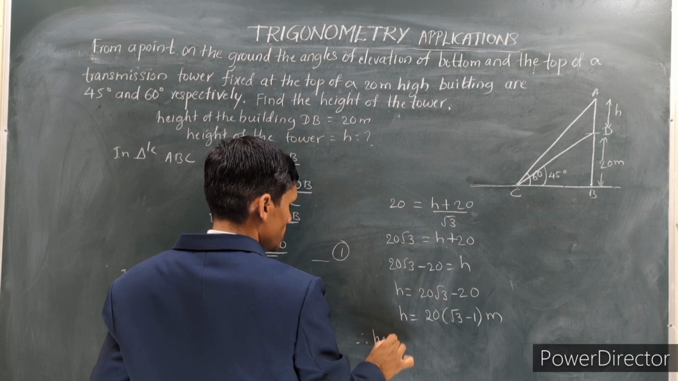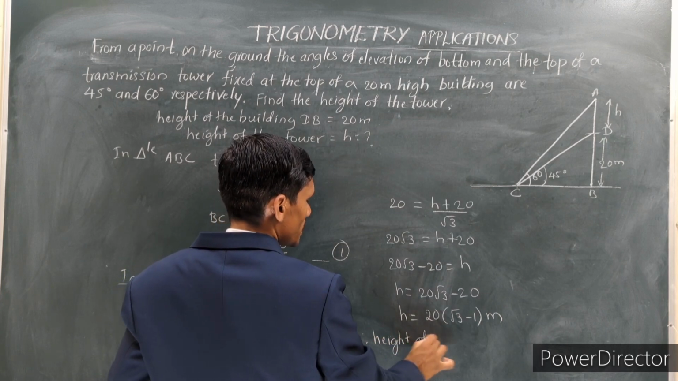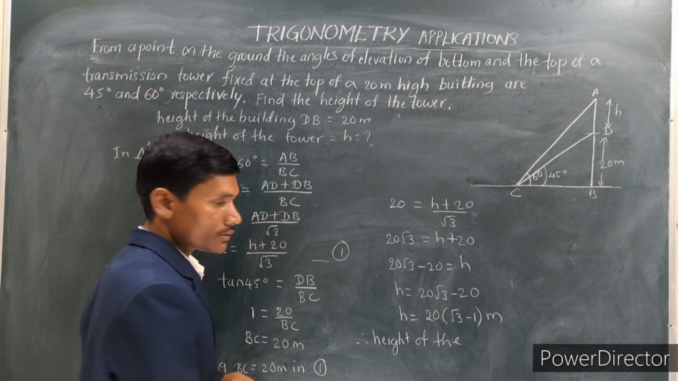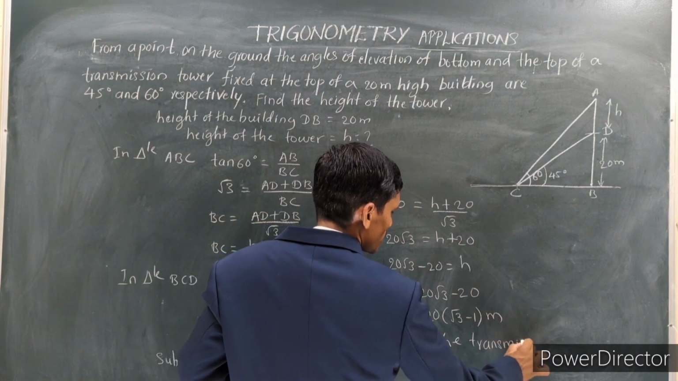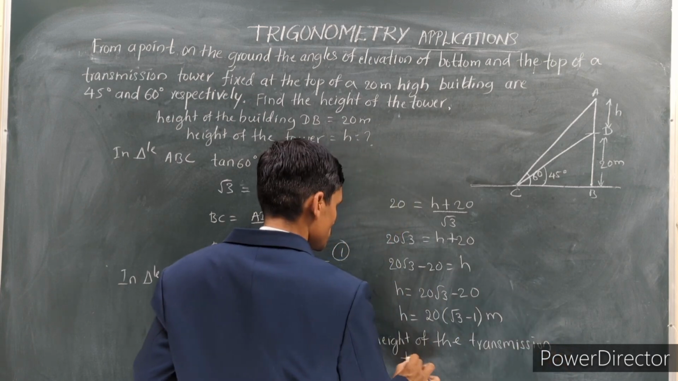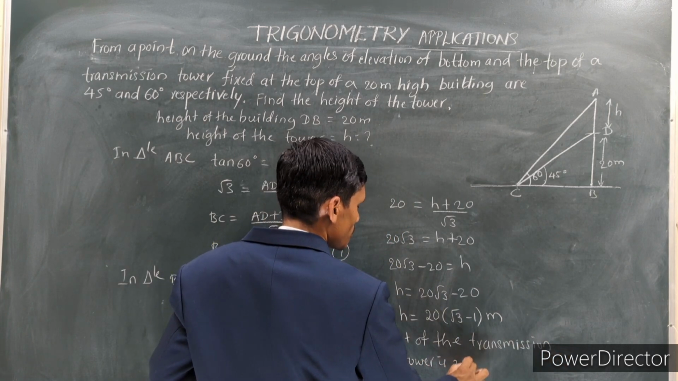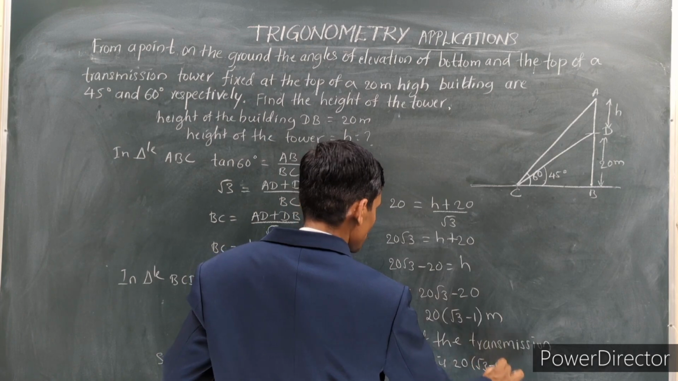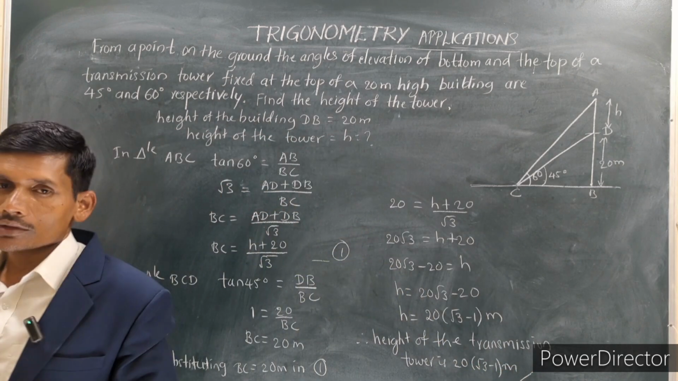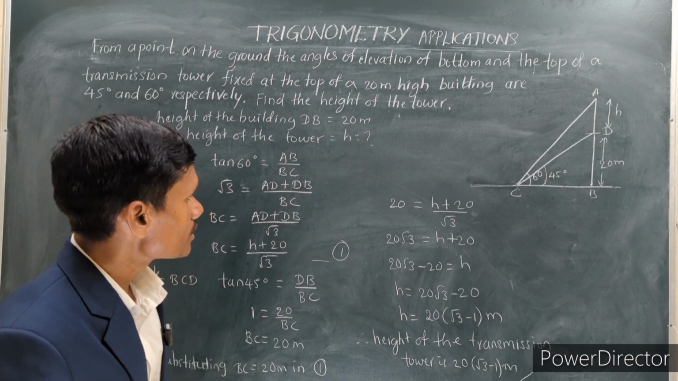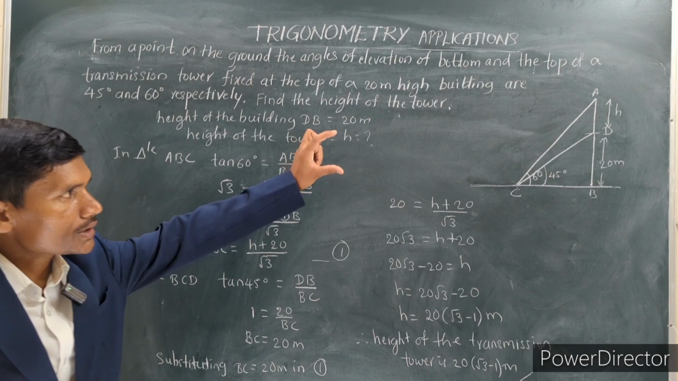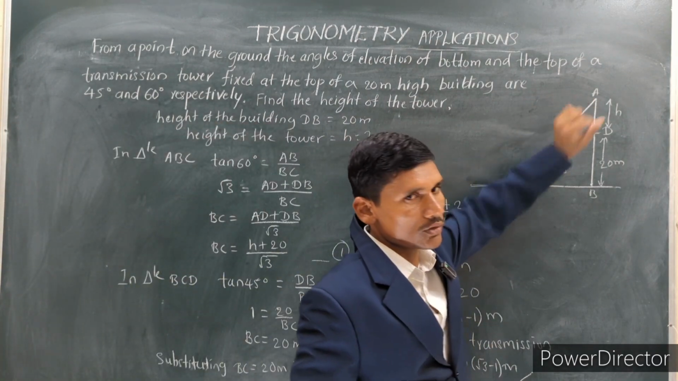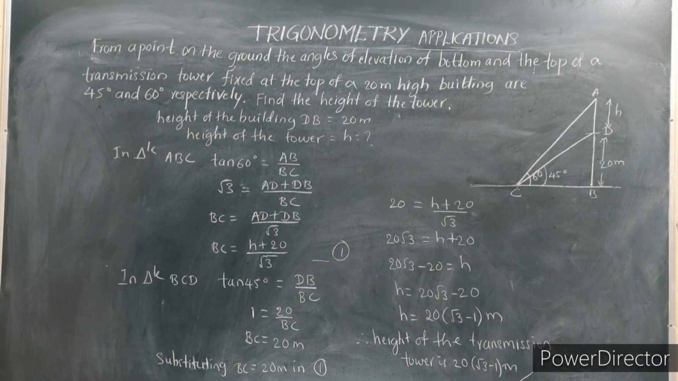Therefore, height of the transmission tower is 20 (root 3 minus 1) meter. Finished. This is the next type of question. When it is asked like this, height of the transmission tower we are finding. Only this much part we found out, right? Next we will go ahead with the next problem.